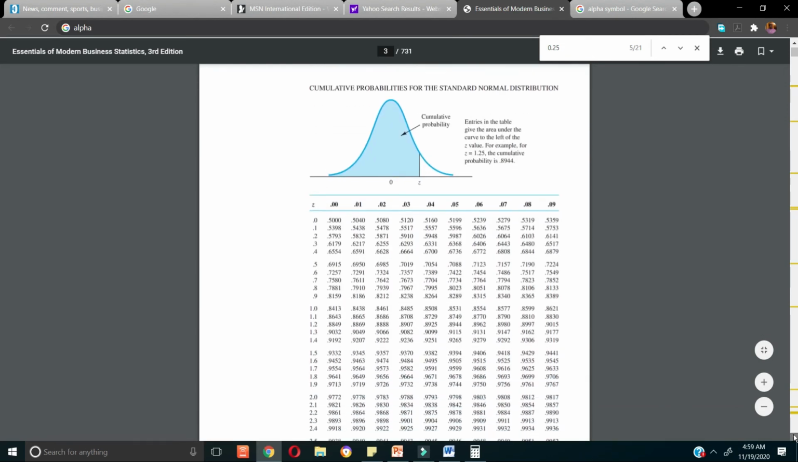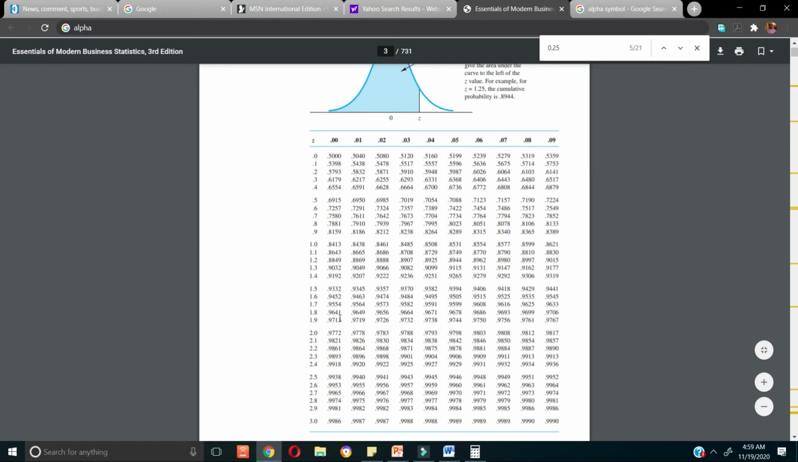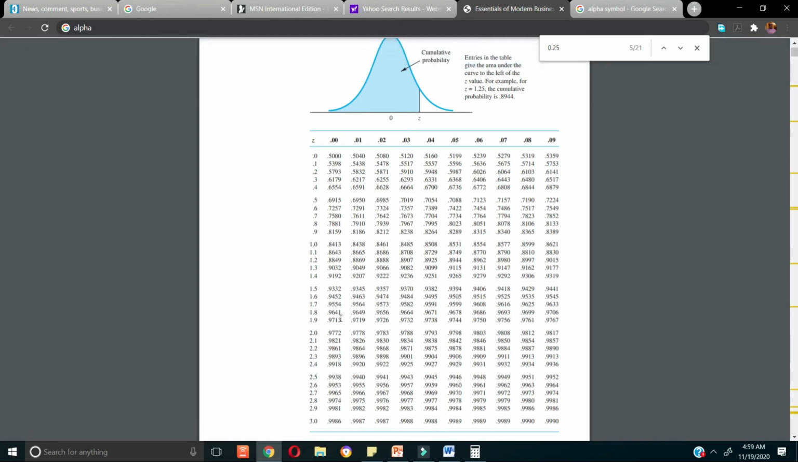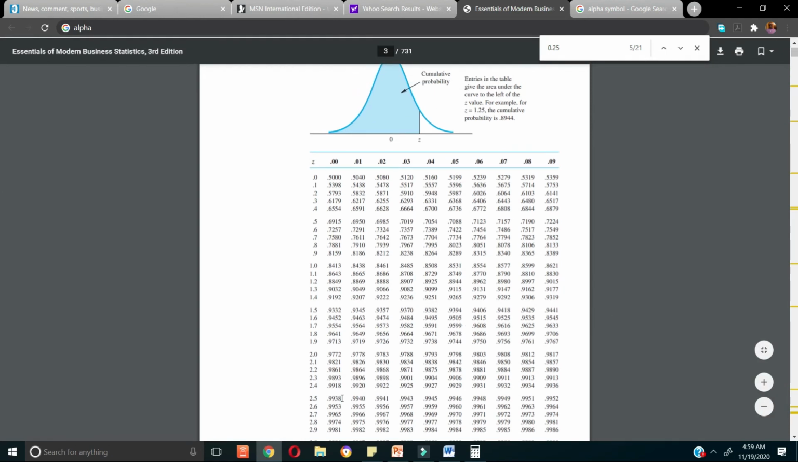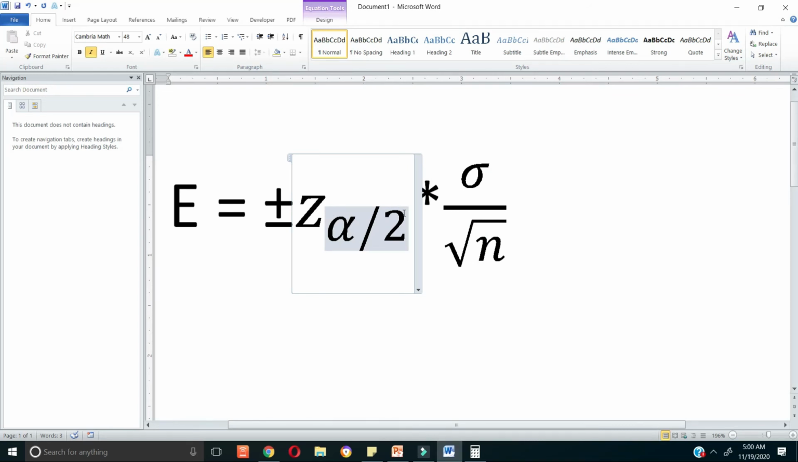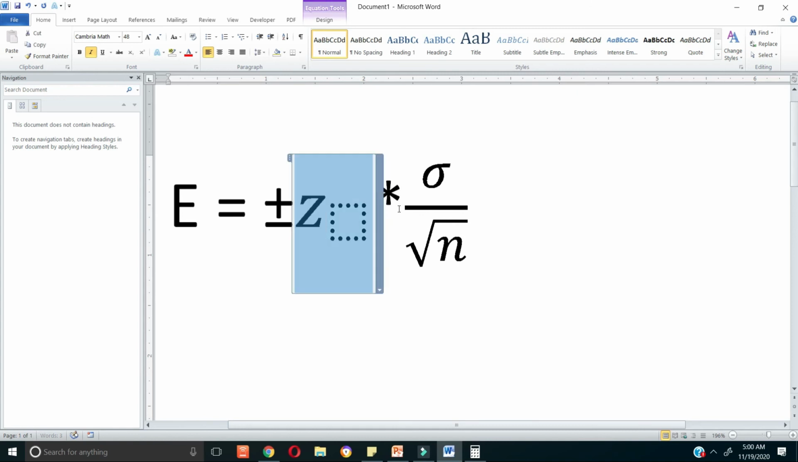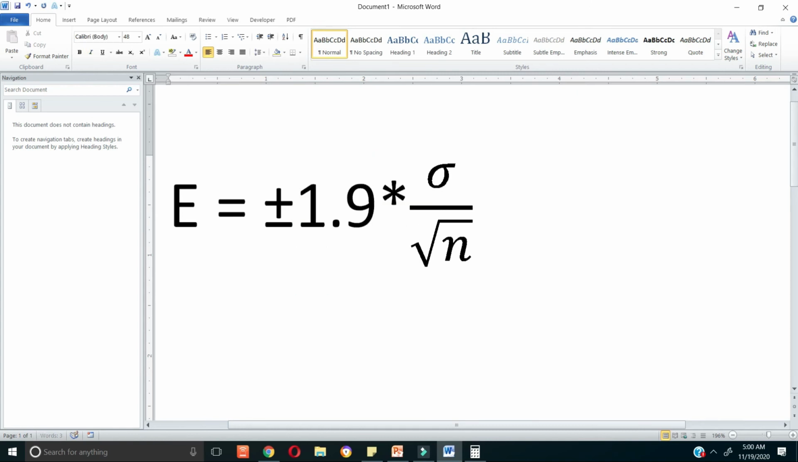Let's just see the other side. So again, we have a value here of 0.9750. So the value is actually 1.9. Yeah, the value is actually 1.9, where you actually get this value of 0.025. So that is the z alpha over 2. So it's not exact, but we know the value is actually 1.9.